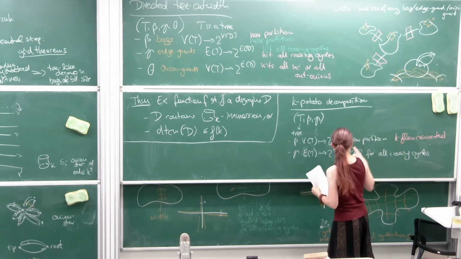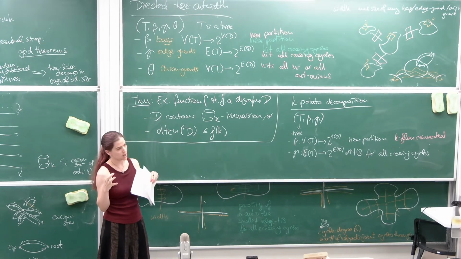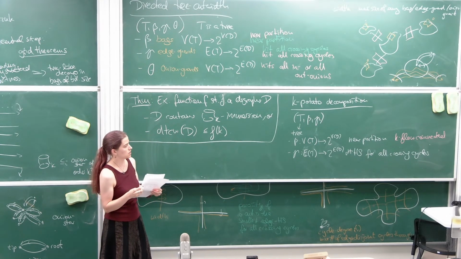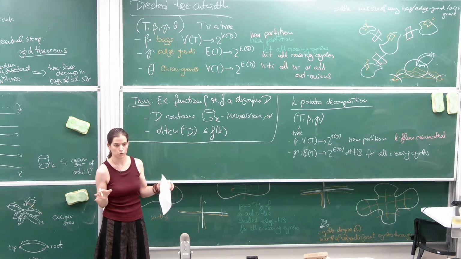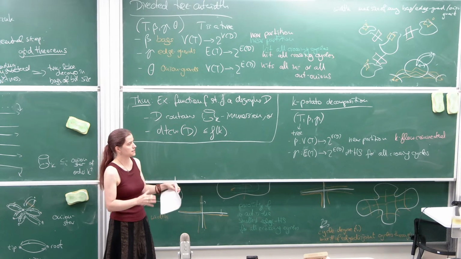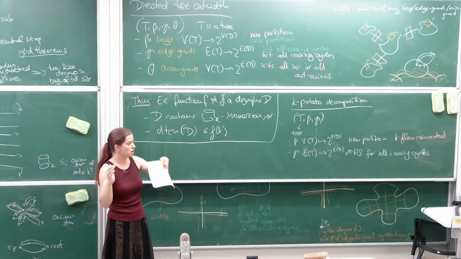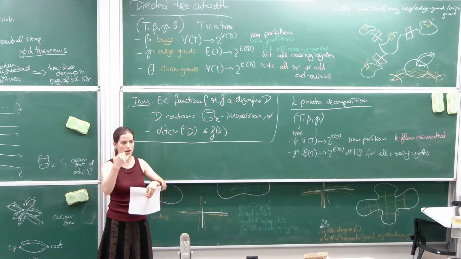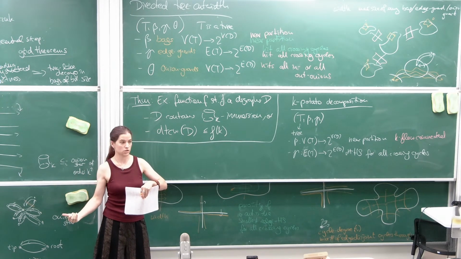So we have this extra ask that the parts are largely flow connected. We have no demand on these bags to be small though. A K-potato decomposition just says I decompose the graph in a tree-like fashion into well-connected parts that are separated from each other by cuts of small porosity.